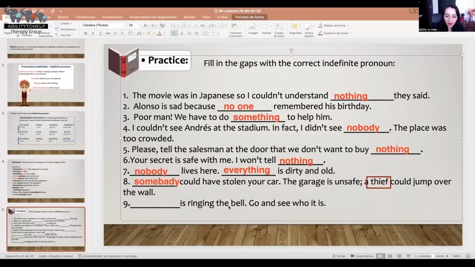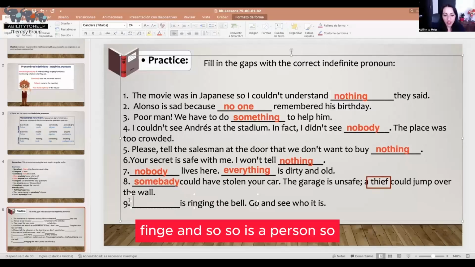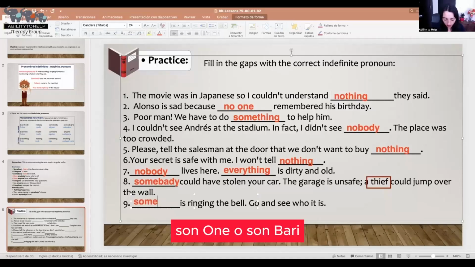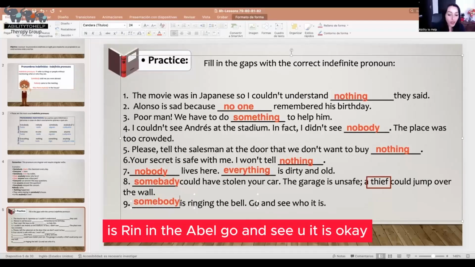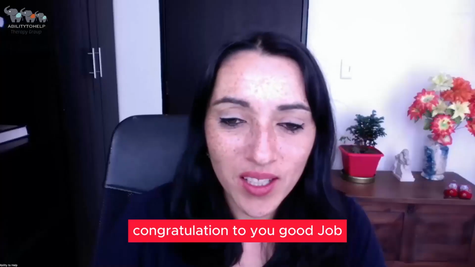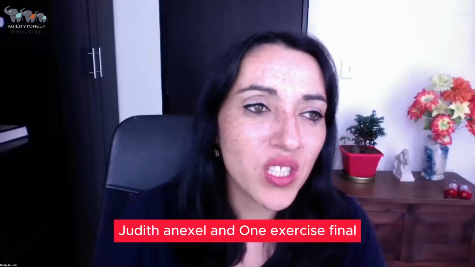Is ringing the bell. Go and see who it is. Just looking at this "who," you could find the answer. So it's a person. So someone, alguien, someone or somebody. Somebody is ringing the bell. Go and see who it is. Okay. Congratulations to you. Good job. You did an excellent exercise.